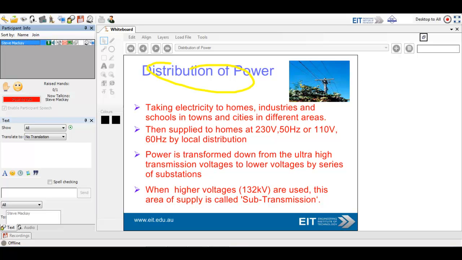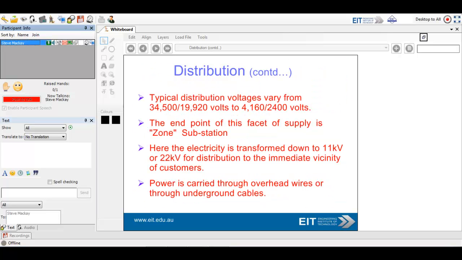Then we have distribution of power. It takes the power to homes at 230 volts. 230 volts is probably the standard used today. It used to be 240 or 250 volts, indeed in Western Australia, down to 220 volts in the UK, but we've standardized on 230 volts.